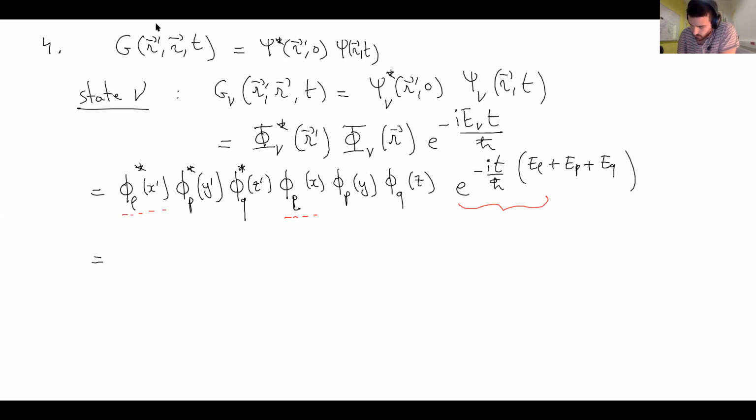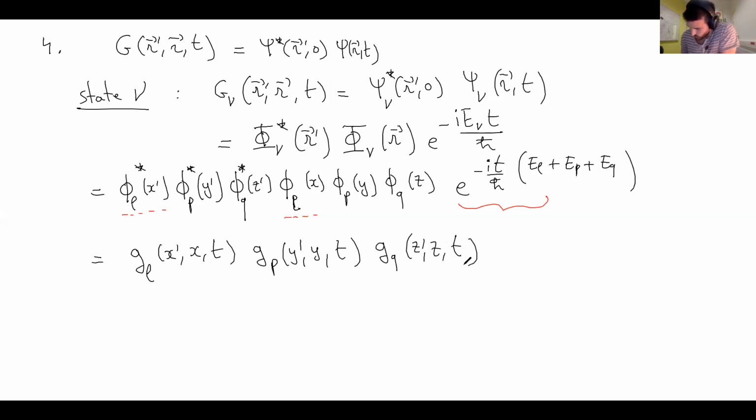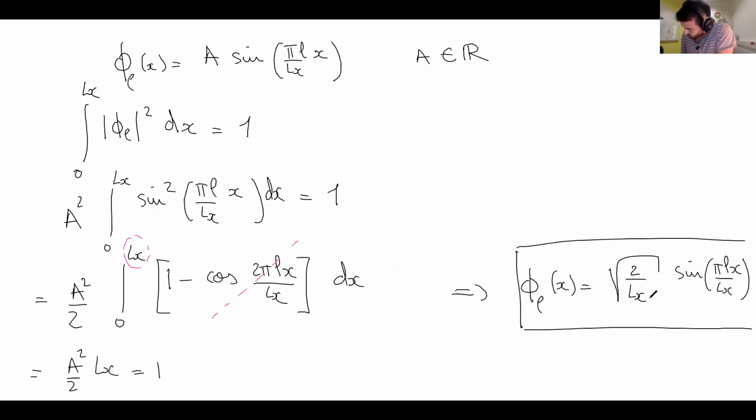So we can really recast that into a product of GL of X prime, GP of Y, sorry, this is badly written, and T, and GQ for the Z part. Okay, as you understood, what I put in red here is in fact GL. And I can even specify it because I know all the phi L and phi L star of X prime. They are those functions. So since I have two of those, I will have this to the square, 2 over Lx.